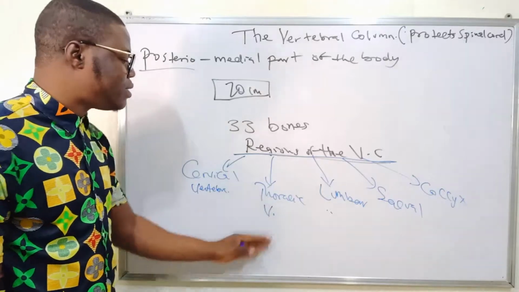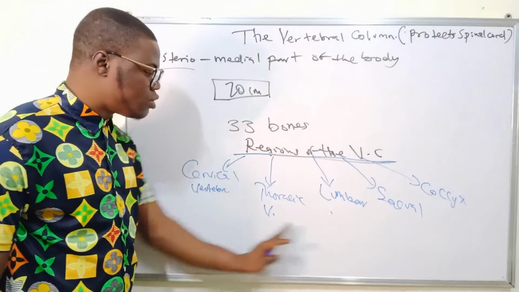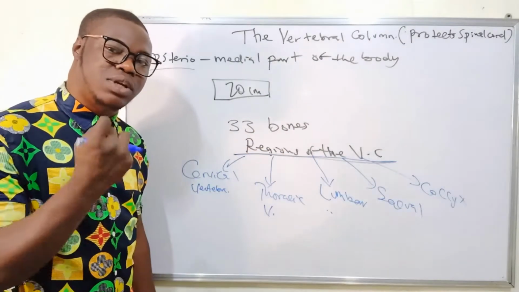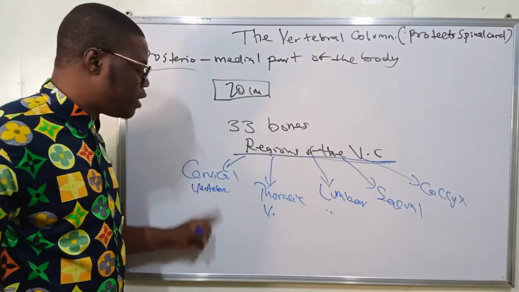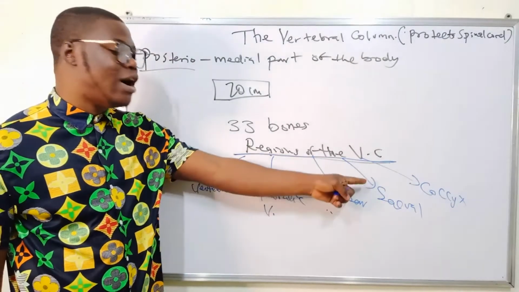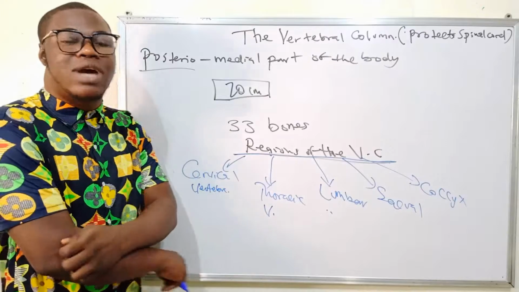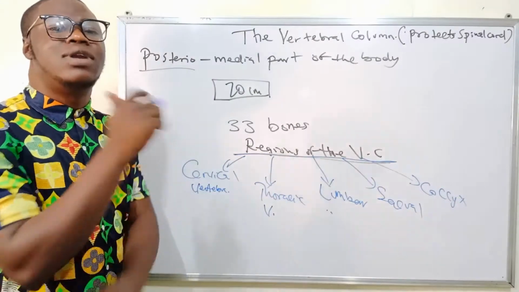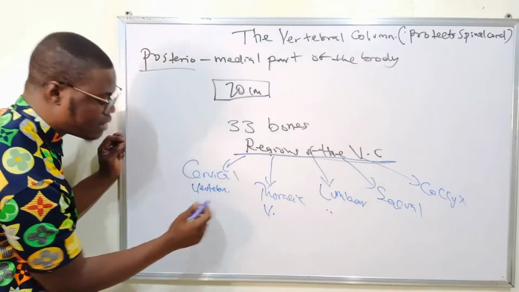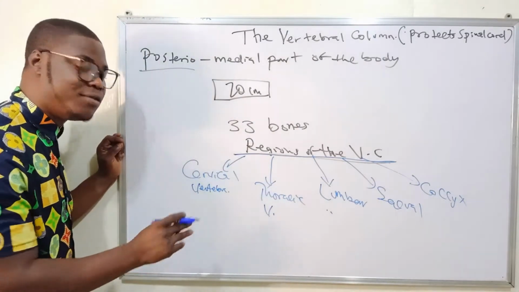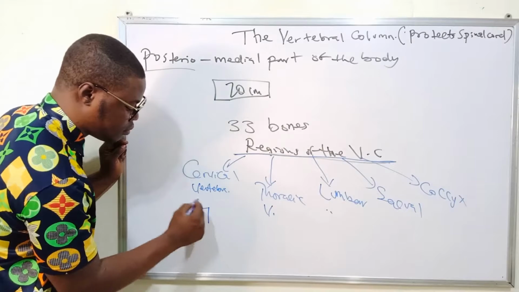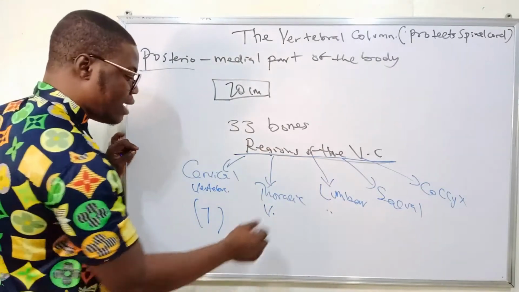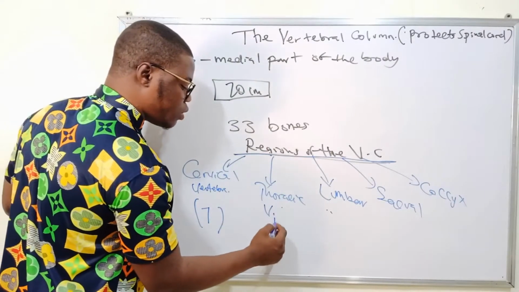Now, we said they have 33 bones all together. So that will leave us with a calculation. How many cervical vertebrae do we have? How many thoracic? How many lumbar? How many sacral? And how many coccyx? So everything must be equal to 33 bones. Now, let's start the calculation. For the cervical vertebra, we have 7 bones. And for the thoracic, we have 12.